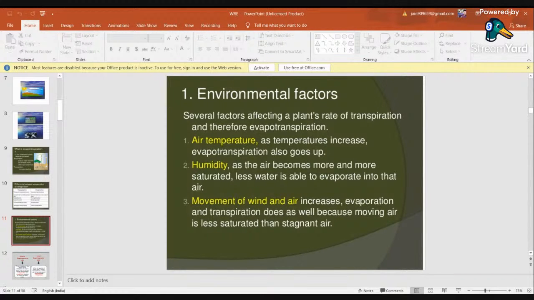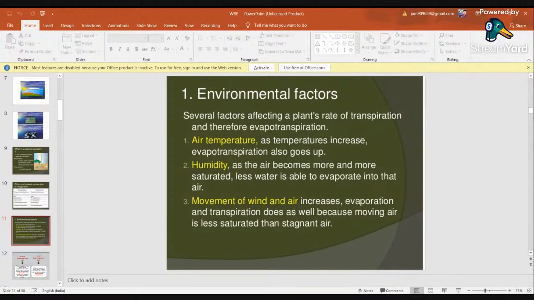So these are the environmental factors which affect transpiration or evapotranspiration: temperature, relative humidity, wind and air movement, and type of plant. The rate will go up as the temperature goes up. Then humidity: as the relative humidity of air surrounding the plant rises, the transpiration rate falls. Then wind and air movement: increased movement of air around the plant will result in a higher transpiration rate.